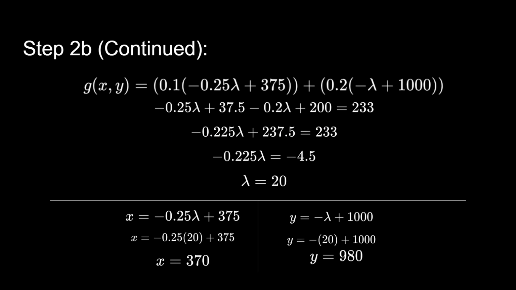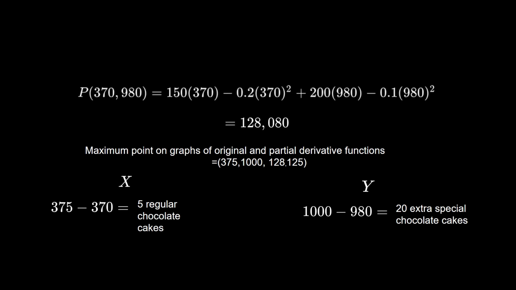After plugging in both x and y respectively into the constraint function and solving, we find that lambda is equal to 20. After substituting 20 for lambda into the x and y equations, we find that x is equal to 370 and y is equal to 980. After plugging in 370 and 980 into the original profit function, the profit of Janique's Bakery is $128,080. Note the differences of x and y and of the total profit.